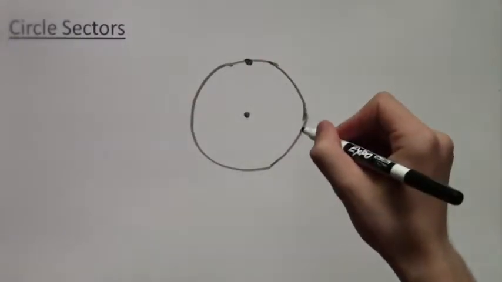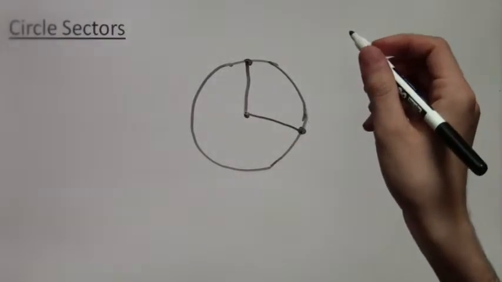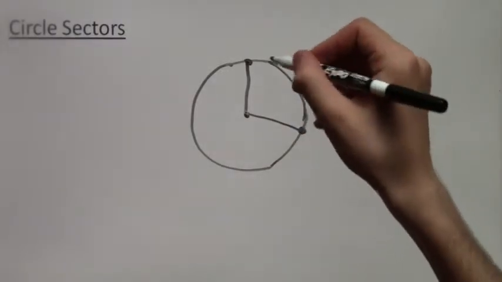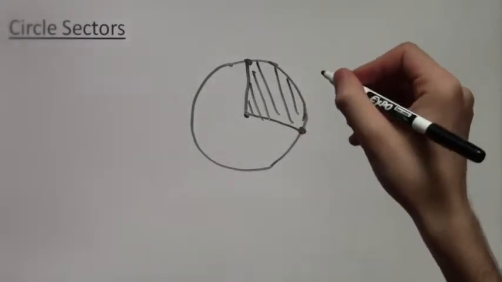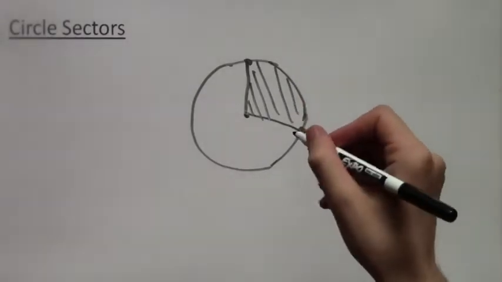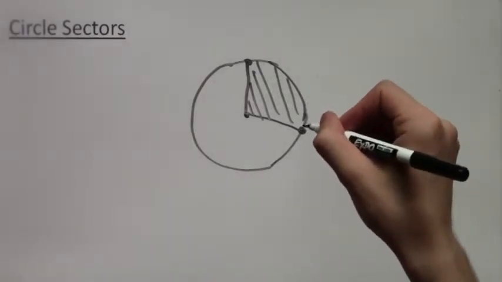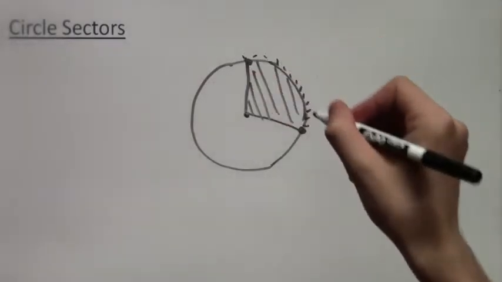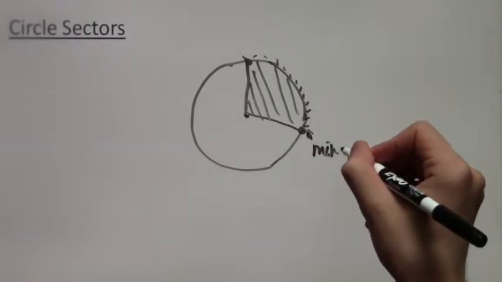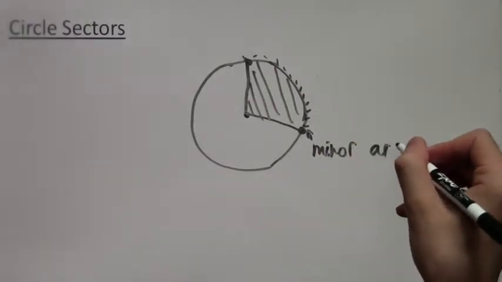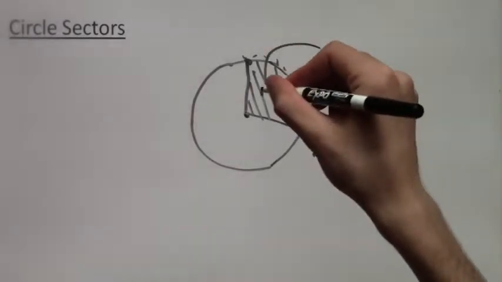And a circle sector is literally when we cut out a sector of the circle, meaning we pick 2 points on the circle, and then we draw the 2 radii, and we get a small and a large sector. And this outer perimeter is called an arc. So this is the minor arc because it's the smaller of the two. The larger one, which is on the other side, is called the major arc.